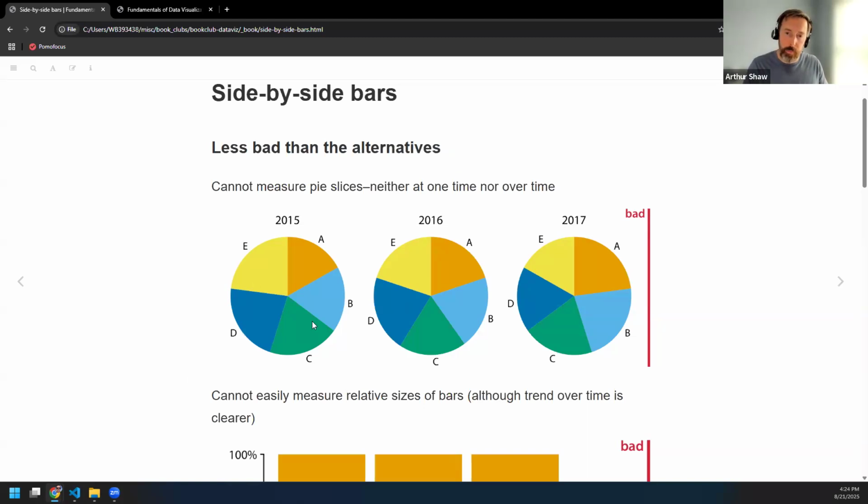And because there are so many groups, even for this pie chart, if you take a particular time t, it's even hard to judge the relative proportions because there's not an overwhelmingly obvious pattern that emerges. So the author labels this as bad.